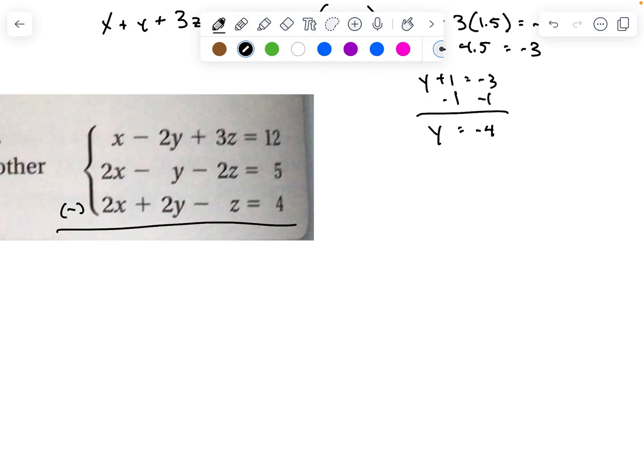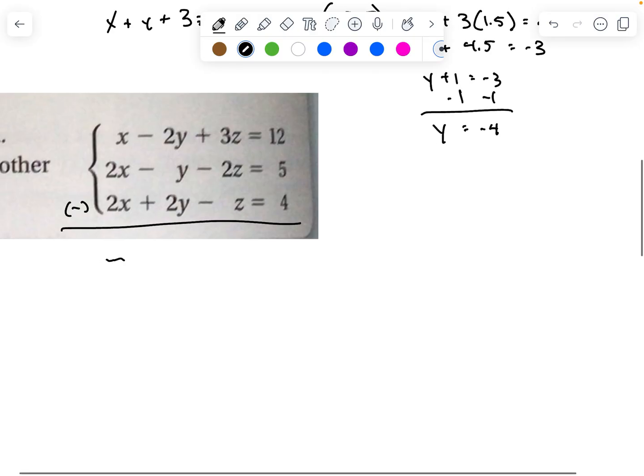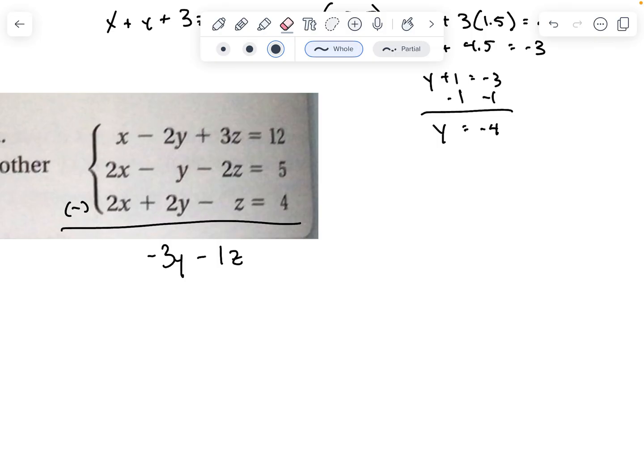2x minus 2x is 0x, so nothing here. And I'm looking at negative y minus 2y. So negative y minus 2y is going to be negative 3y. And negative 2z minus negative z, this is a little bit tough, right? Minus negative means plus. So negative 2z plus z is negative 1z. Let's clean up my image a little bit. And the numbers, 5 minus 4 is 1.